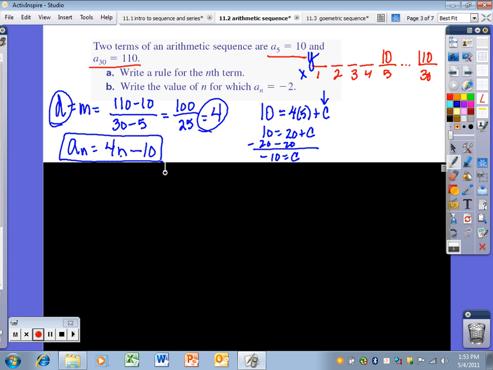Now part B says, find the value for which the term is negative 2. So the term of negative 2 equals what position? 4n minus 10. Add 10. 8 equals 4n. n equals 2. The second position is where negative 2 is located.